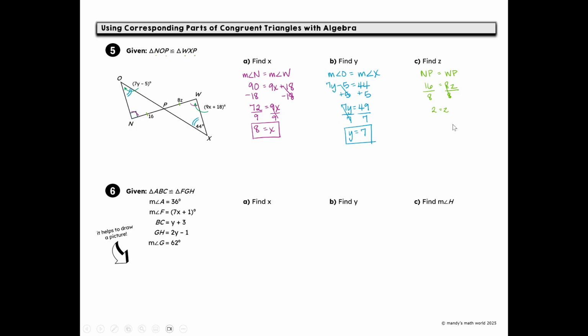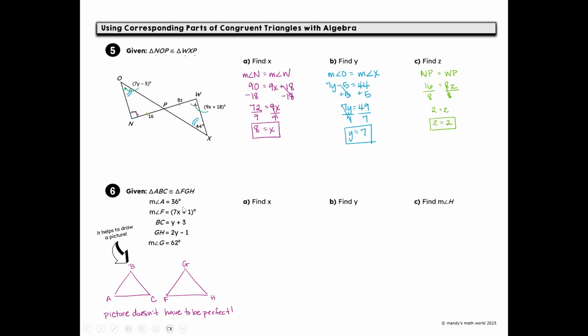So let's move on to our last example. In this example, I do not have a picture, but it does help to draw a picture. We're given that triangle ABC is congruent to triangle FGH. So I just drew two triangles, right? ABC, FGH. I don't really care what this looks like, if it's entirely accurate as a picture. Sometimes just drawing a picture really helps you visualize, because this is kind of a lot of stuff here. So it doesn't have to be perfect. We're still asked to find X, Y, and then the measure of angle H.